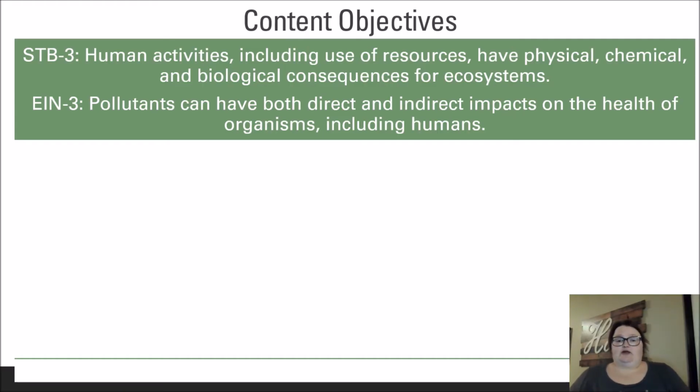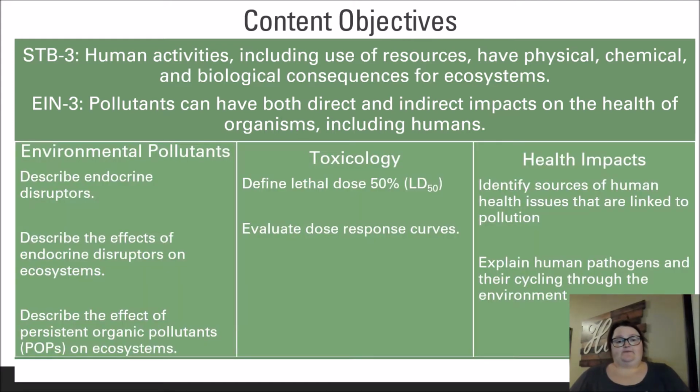Here are our content objectives for this lesson. Human activities, including the use of resources, have physical, chemical, and biological consequences for ecosystems. And pollutants can have both direct and indirect impacts on the health of organisms, including humans.